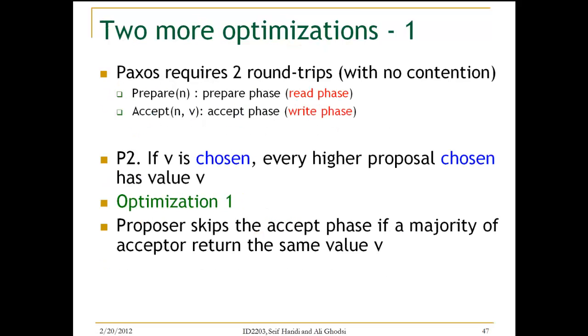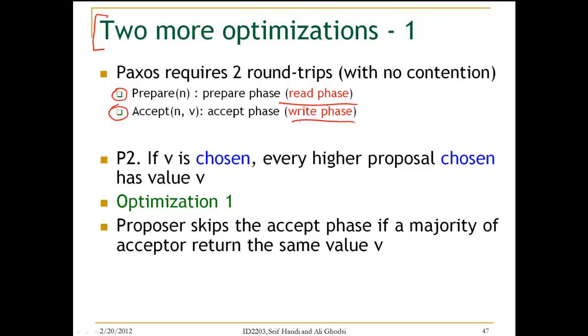Let us now go one step further and say there are 2 more interesting optimizations that we can do in an implementation. First, observe that if we have a single proposer, we call it a leader, with no contention, a prepare phase takes 1 round trip. By the way, we call the prepare phase a read phase in some of the papers. An accept phase, which we can also call a write phase, takes 1 round trip. So 2 round trips to execute.